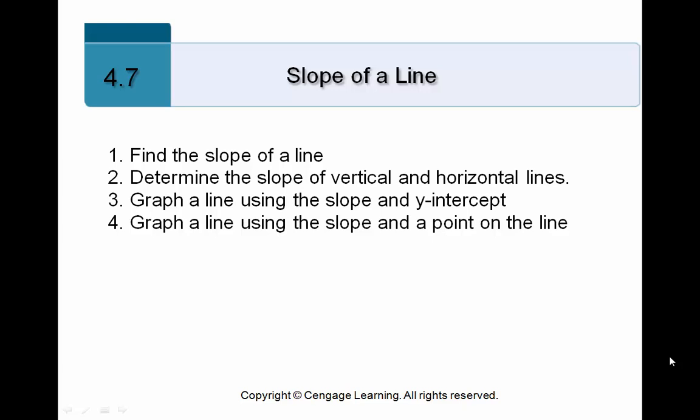Section 4.7. In this section, we will find the slope of a line. We will determine the slope of vertical and horizontal lines. We will graph a line using the slope and y-intercept, and we will graph a line using the slope and a point on the line.